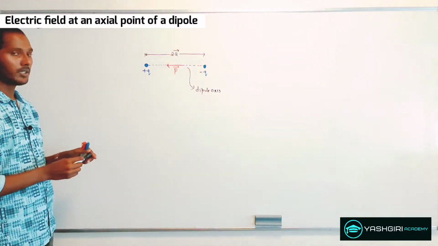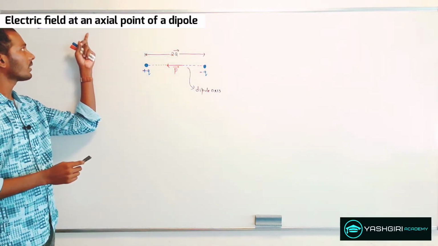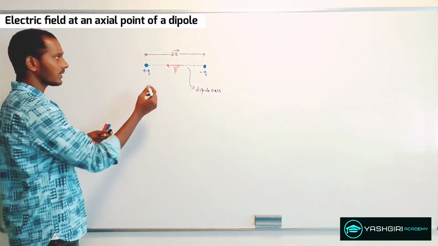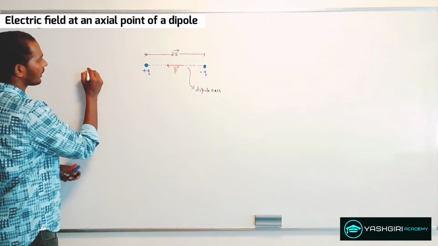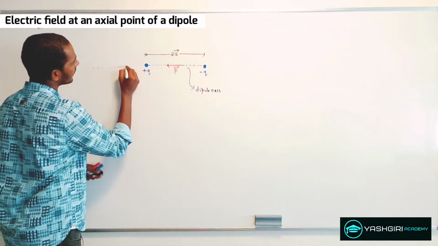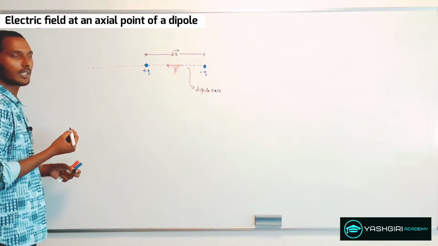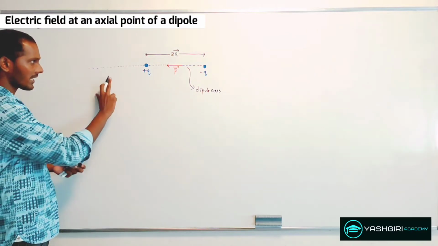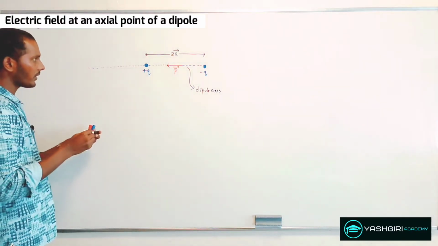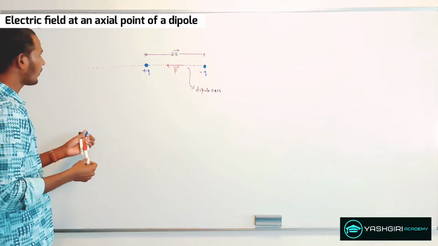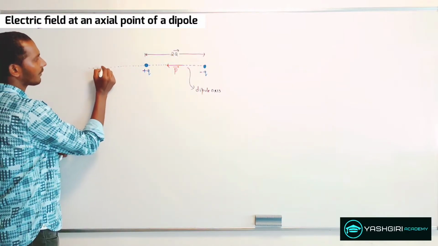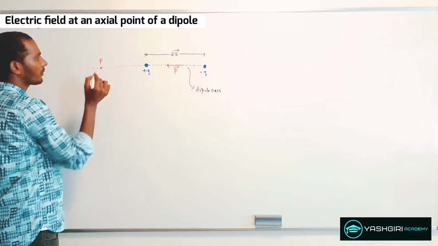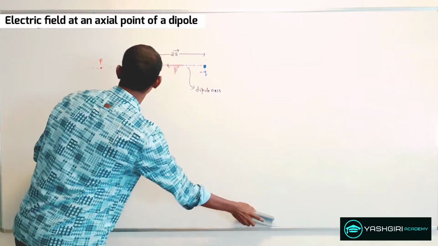Now here we are interested in measuring the electric field at a point on the dipole axis. So let me extend this dipole axis over here. All right, I have just extended it. Now let me choose a point on this dipole axis. So I'll be considering a point over here where I'm interested in measuring the electric field. So this is the point P where I'm interested in measuring the electric field.